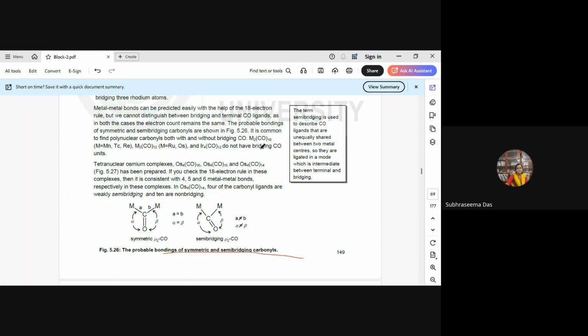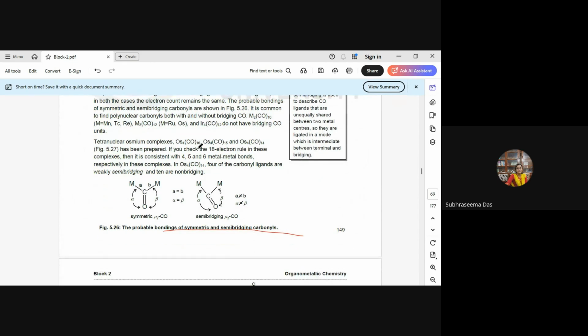So it is common to find polynuclear carbonyls both with and without bridging. For example, M2(CO)10 does not have bridging CO. Tetranuclear osmium complexes like Os4(CO)16 and Os4(CO)15 have also been prepared. Now, if we look into their 18 electron rule, it is consistent with 4, 5, and 6 metal bonds respectively in the above complexes.